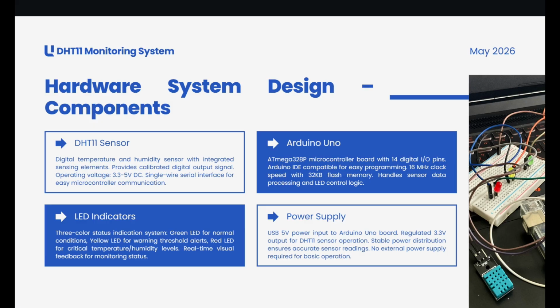Arduino Uno. ATmega328P microcontroller board with 14 digital input-output pins. Arduino IDE compatible for easy programming. LED indicators, a three-color status indication system: green LED for normal conditions, yellow LED for warning threshold alerts, and red LED for critical temperature and humidity levels. Real-time visual feedback for monitoring status. And power supply, USB 5-volt power input to the Arduino board.